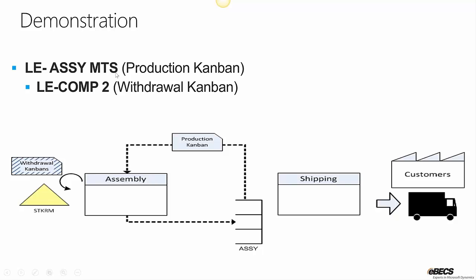On our finished good level, for this LE assembly make to stock item, I have a certain number of bins sitting in the assembly warehouse. When they're empty, I'm going to trigger production via production Kanban onto the assembly process that would then complete production, fill the stock, and eventually we would ship it to the customer.